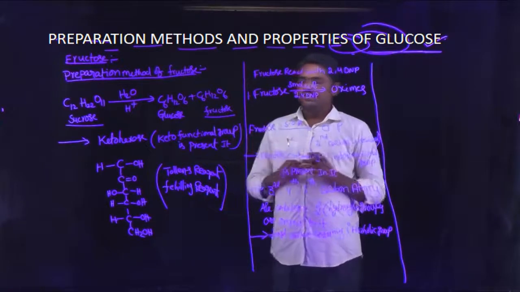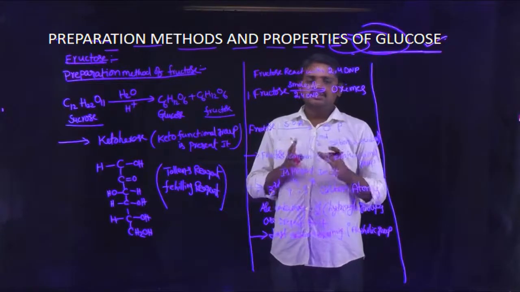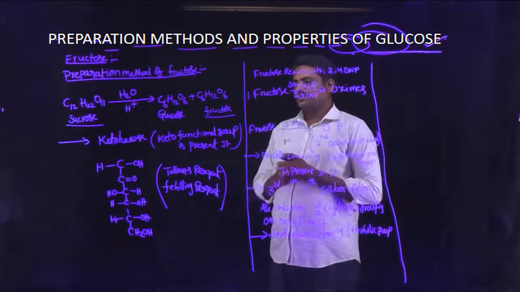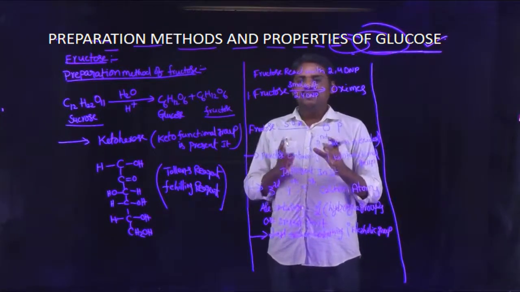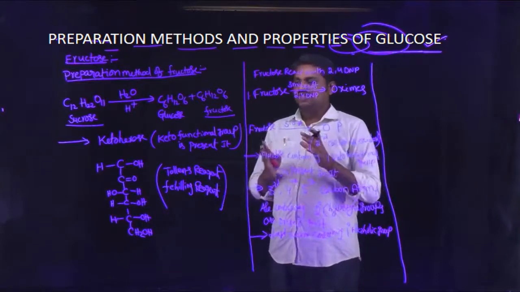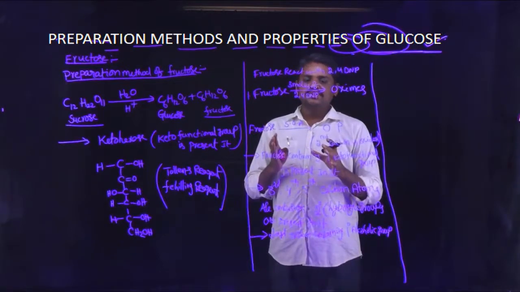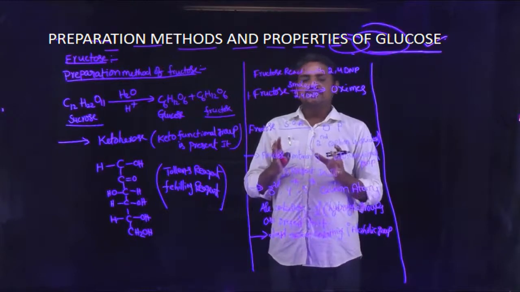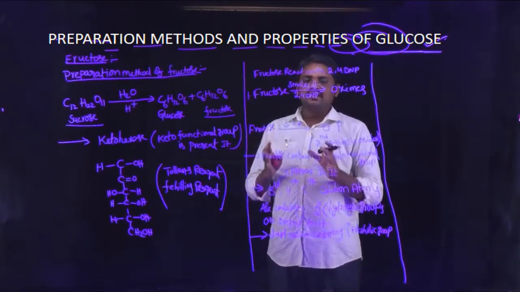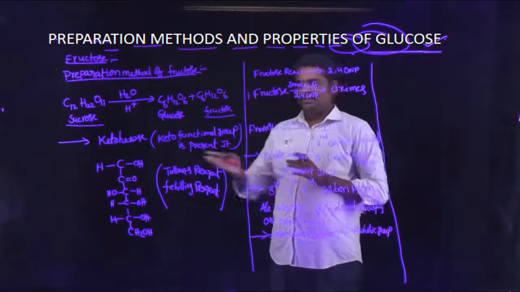For example, ketohexose. This is known as ketohexose on the basis of structure. Why? When the structure is observed, one keto functional group is there. Hex is a prefix term, meaning 6 carbons are indicated. So the structure containing 6 carbons and one keto functional group is known as ketohexose. Okay, that is the structure.